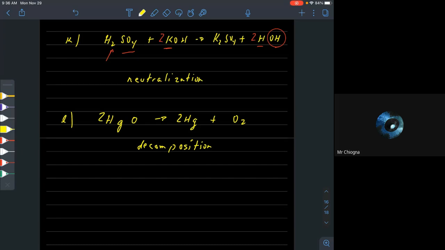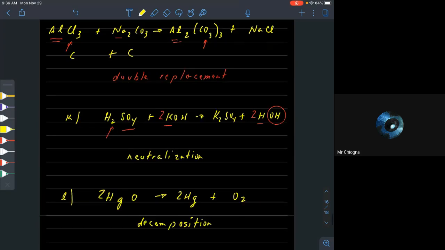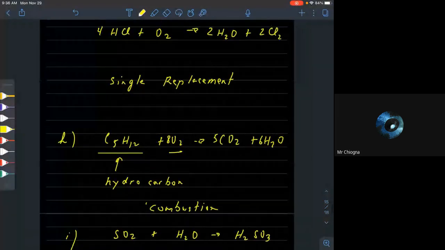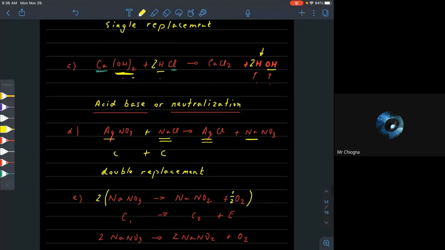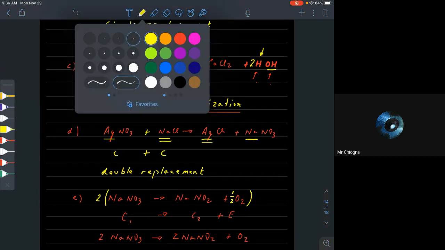Now, just before I can go around and help some people here, let's go back to here. Let's see if we can figure out whether any of these are endo or exothermic. I'm going to put that in appropriately.